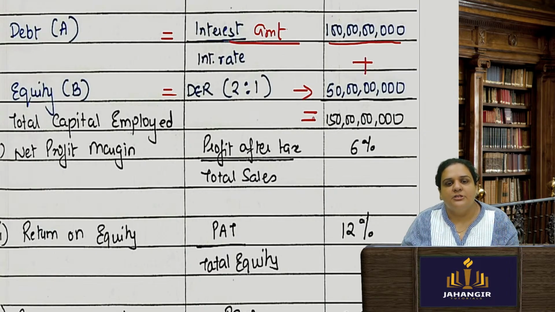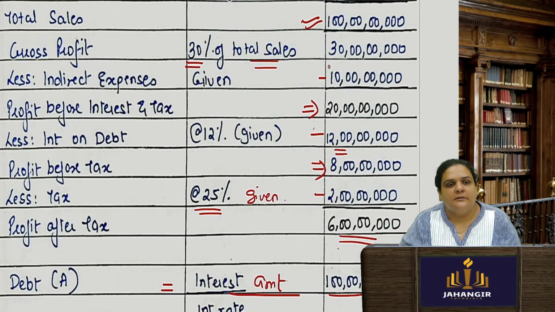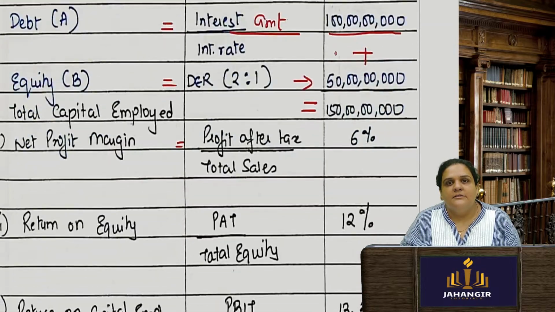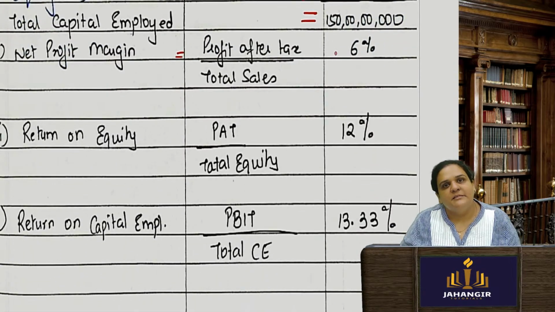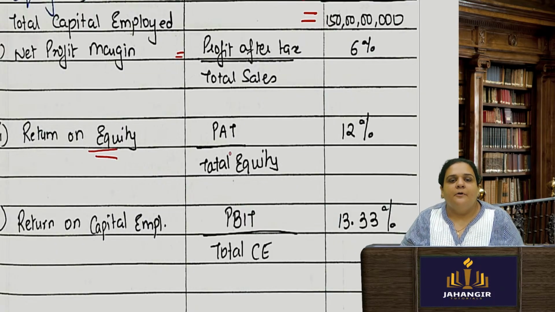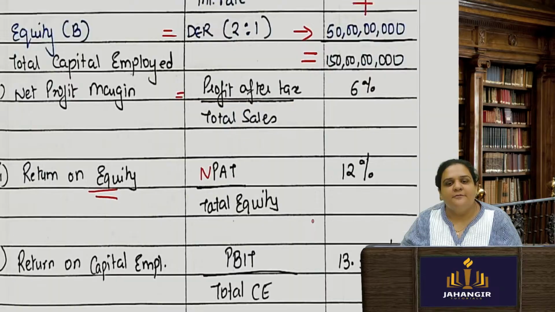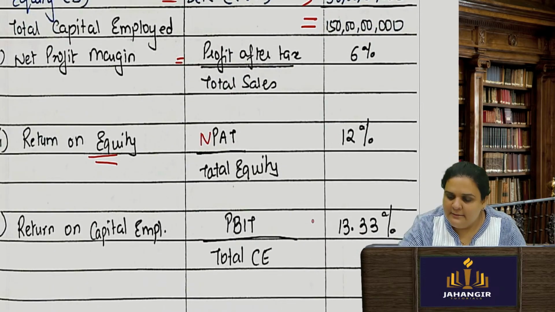Net profit margin, net profit after tax upon total sales. What is net profit after tax? 6 CR upon total sales. Total sales is here 100. 6 upon 100, 6%. Return on equity will be profit after tax upon total equity. Net profit after tax 6 CR. Total equity is 50 CR. 6 divided by 50, 12%.